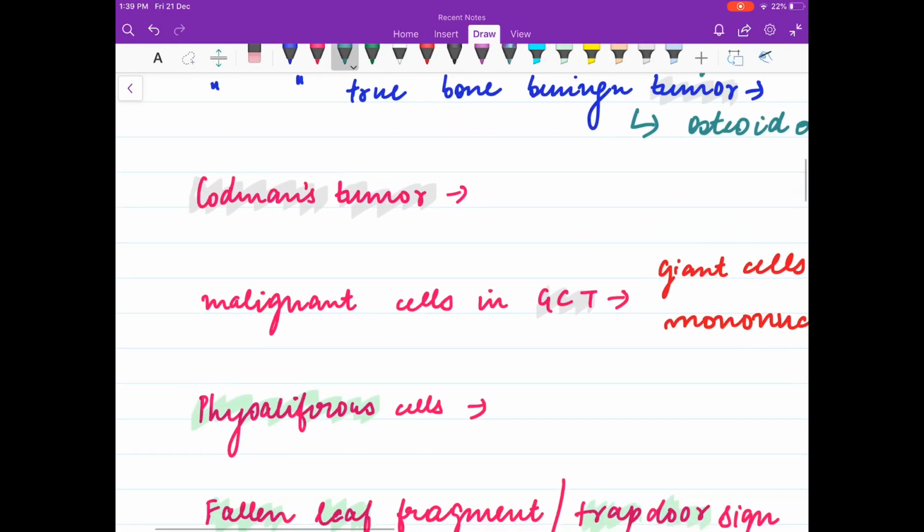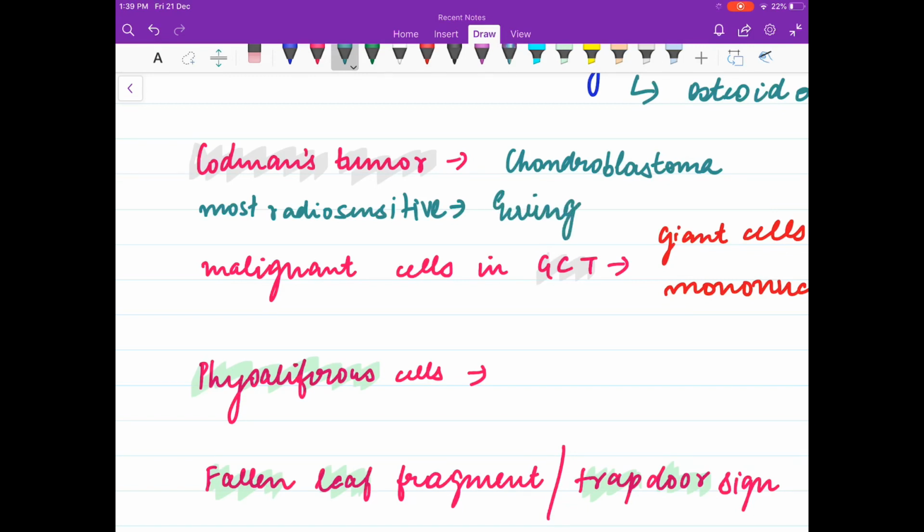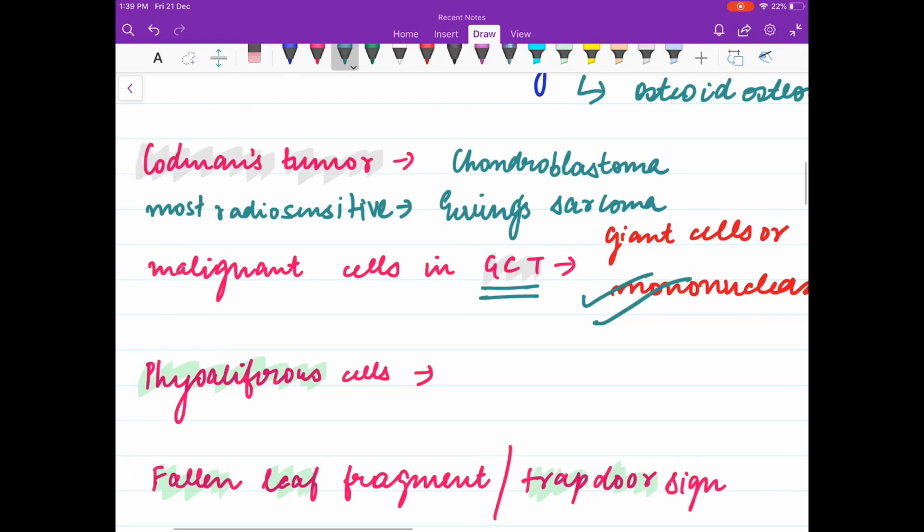Codman's tumor is chondroblastoma. Most radiosensitive bone tumor is Ewing sarcoma. But still the treatment of choice is not radiotherapy. It is neoadjuvant chemotherapy. Malignant cells in giant cell tumor are of mononuclear variant.